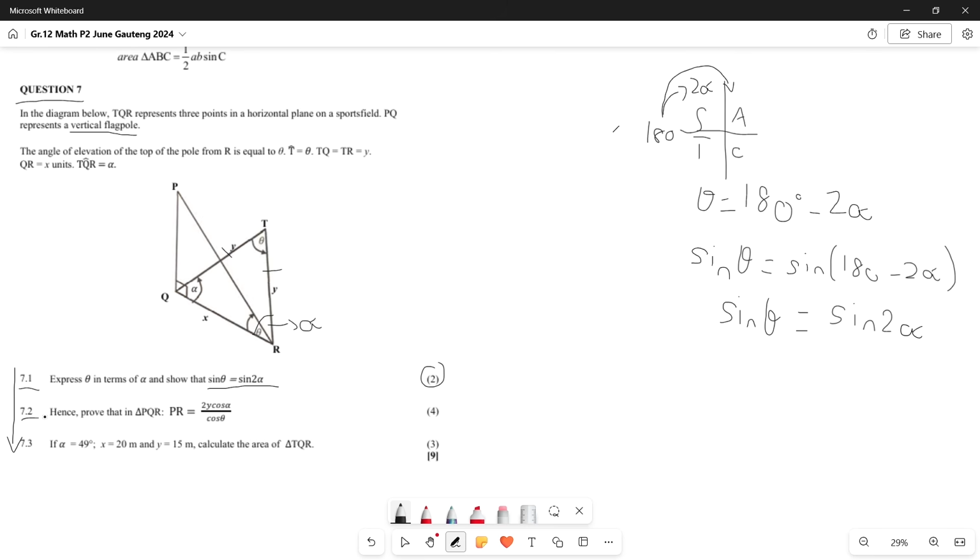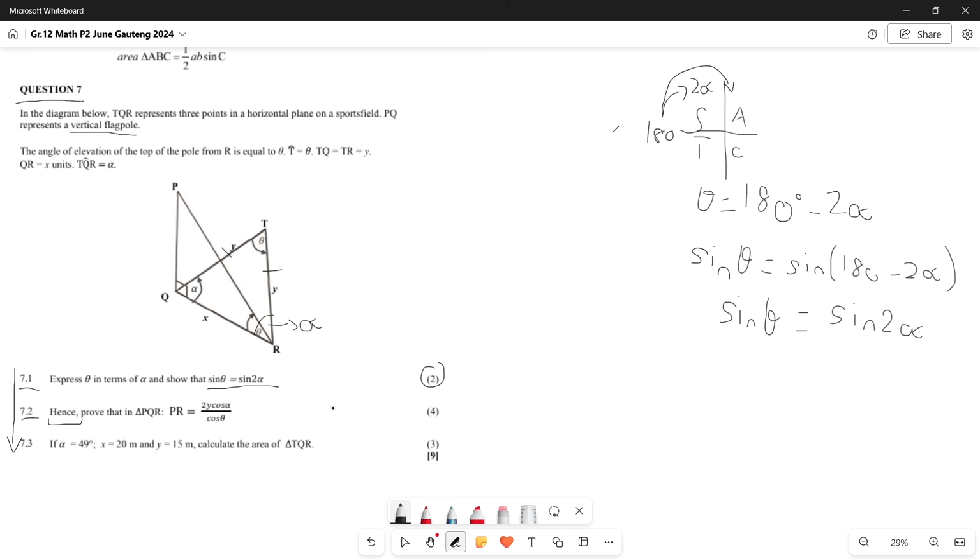From there, 7.2 says, hence prove that in triangle PQR, PR equals 2y cos alpha over cos theta. So for 4 marks, whenever they say hence, it's very important that if we could not calculate this in 7.1, we would then use this sine theta equals sine 2 alpha in this next question.